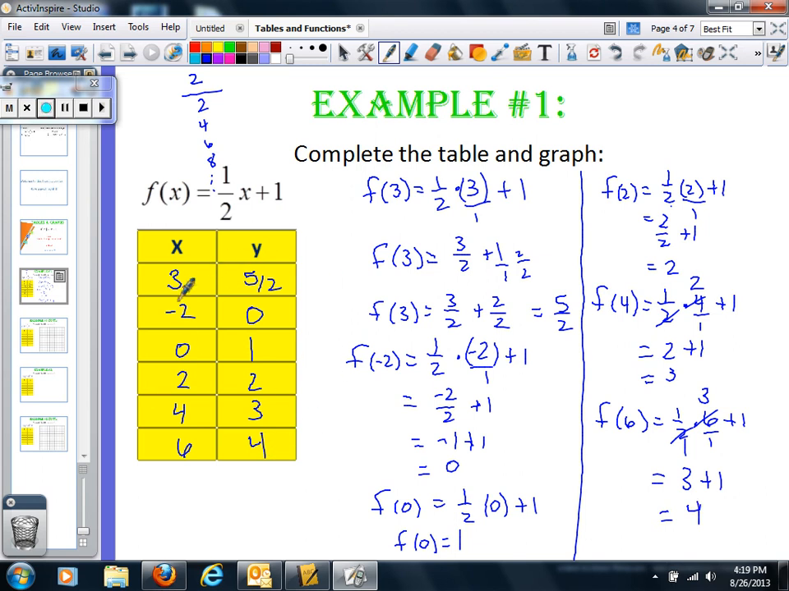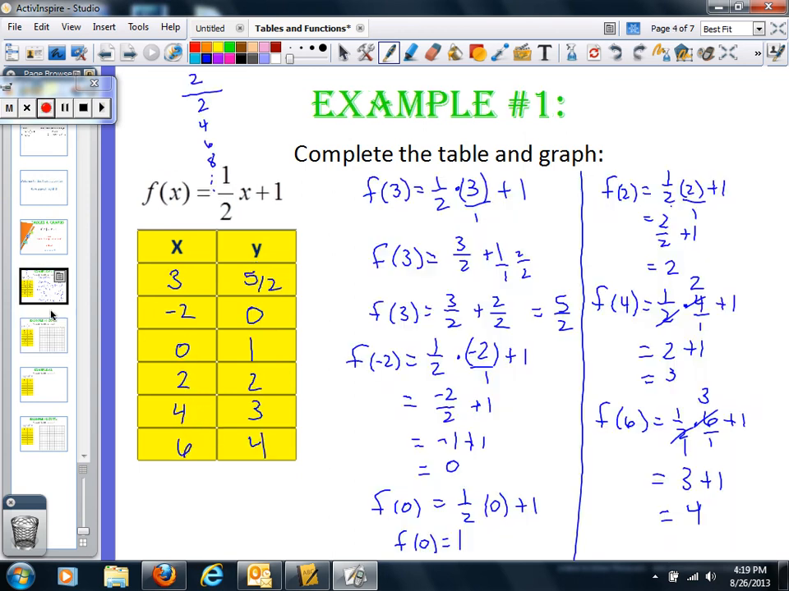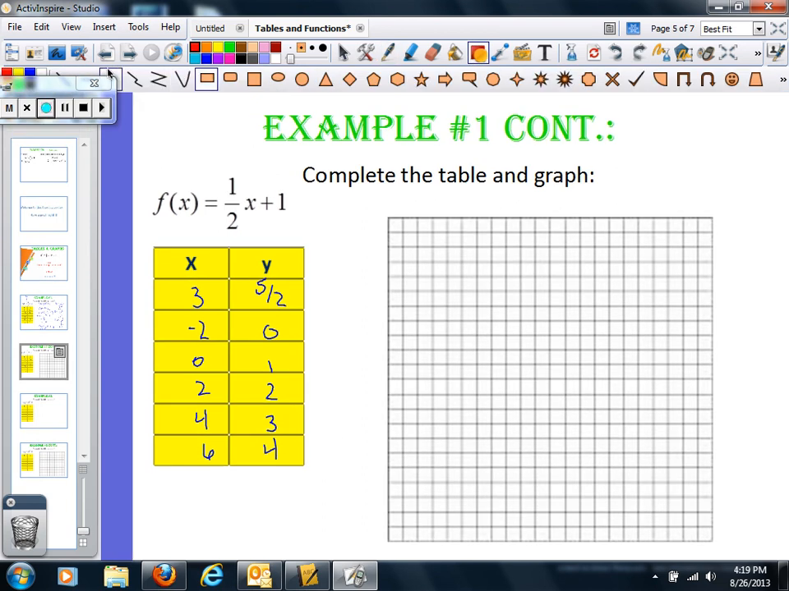Now I'm not going to use 3 and 5/2 again because it's going to be difficult to graph that number. So let's go ahead. I'm going to go over here and I'll rewrite my table. So this is 3 and 5/2. Then we did -2, 0, 2, 4, 6. And it was 0, 1, 2, 3, 4. Okay? So now I'm going to go ahead and do my axes. And for this, I've got all positives, but it is possible to have a negative. So since this is a line, we're just going to put my x and y axis right in the middle.